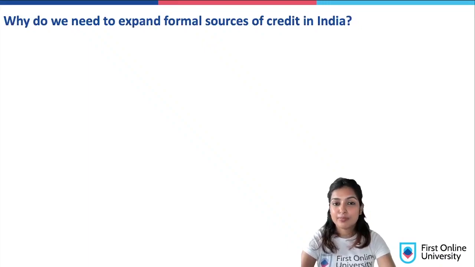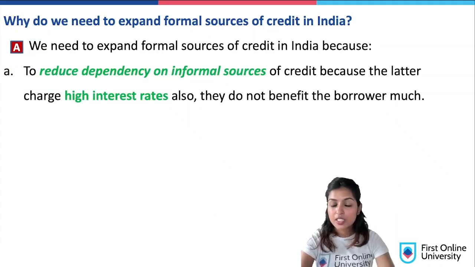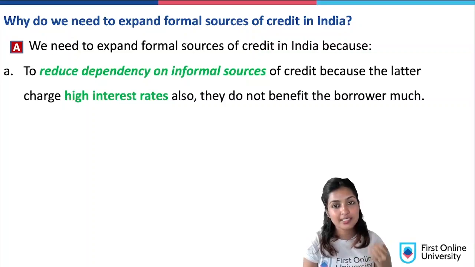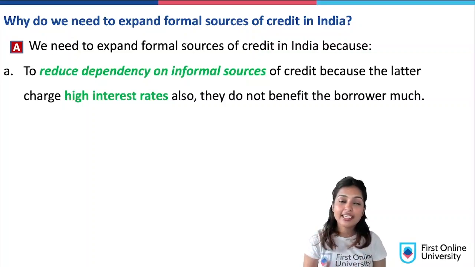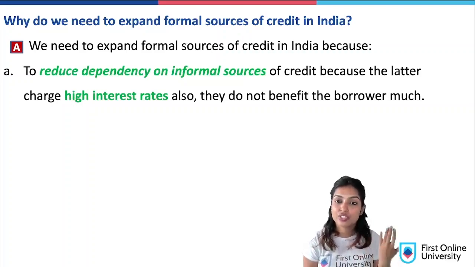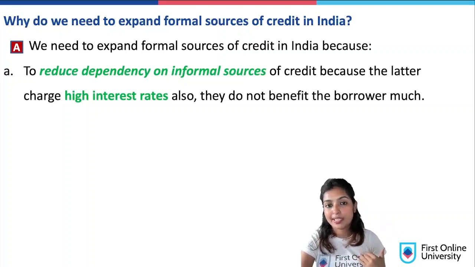Why do we need to expand formal sources of credit in India? We need to expand them to reduce the dependence on informal sources such as money lenders, friends, relatives, etc. Because these informal sources charge a high rate of interest, and the cost of borrowing is very high for the poor people, and they have to spend whatever they earn on repaying the loans and have nothing left for their own needs. So that is not a good situation. Hence, we need to expand the formal sources by reducing the dependence on informal sources.